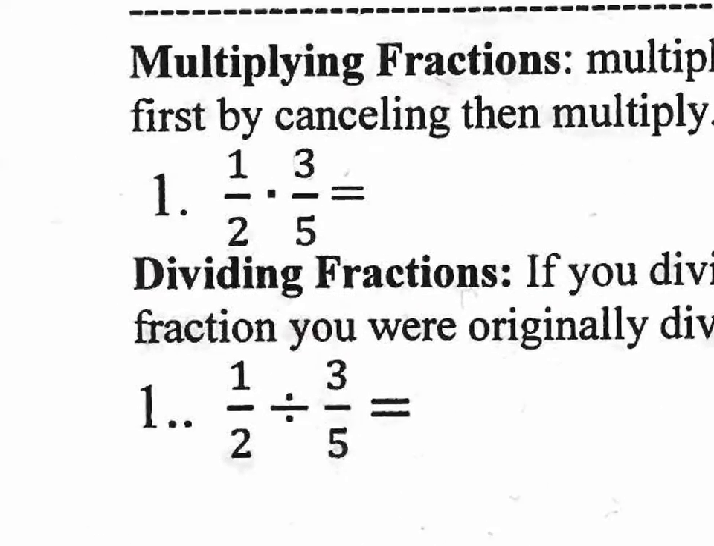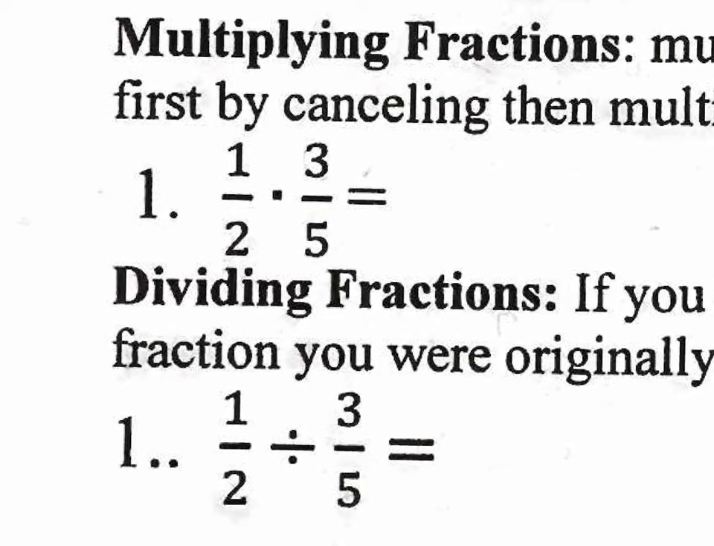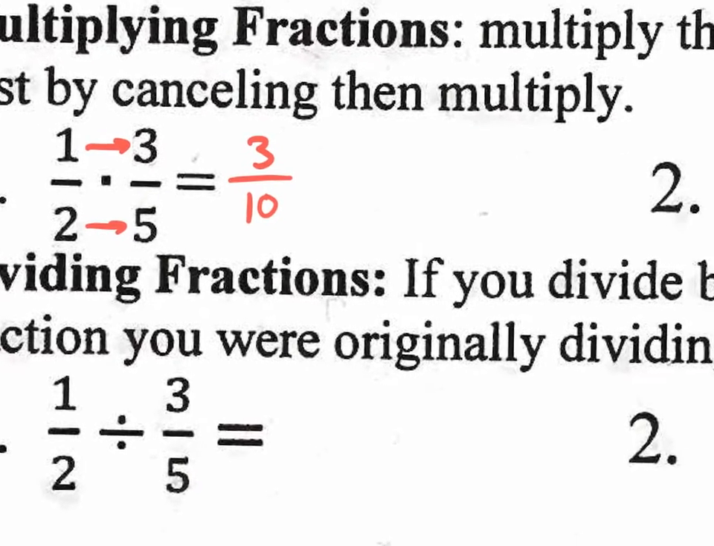Multiplying fractions is really easy. All you have to do is multiply the top number with the top number and the bottom number with the bottom number. Okay, so multiply the numerators together. 1 times 3, you get 3. And then multiply the denominators together. 2 times 5, you get 10. So your answer is 3/10. And of course, you attempt to reduce, but you cannot reduce. So you know that that's simplified, that's done.